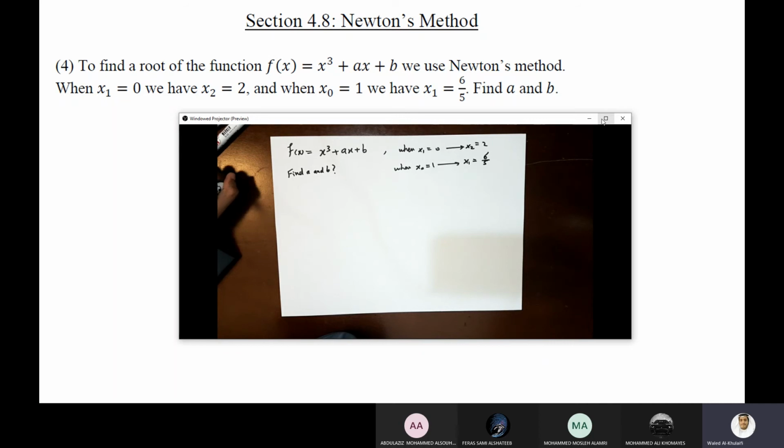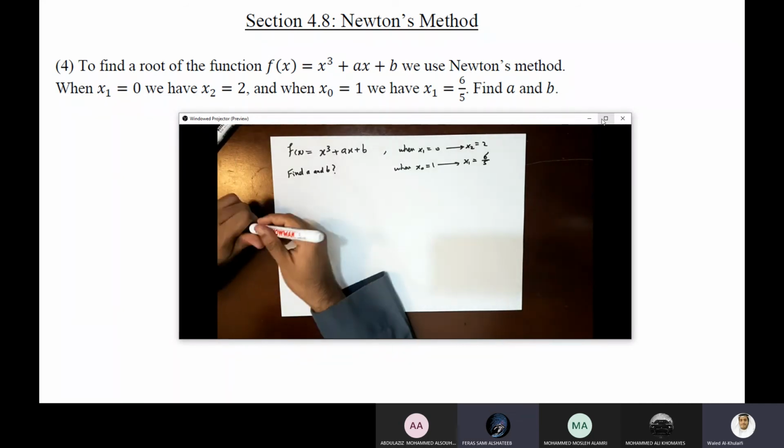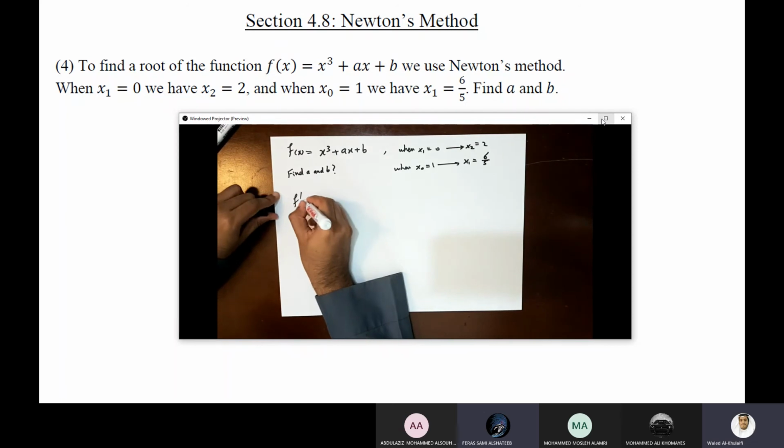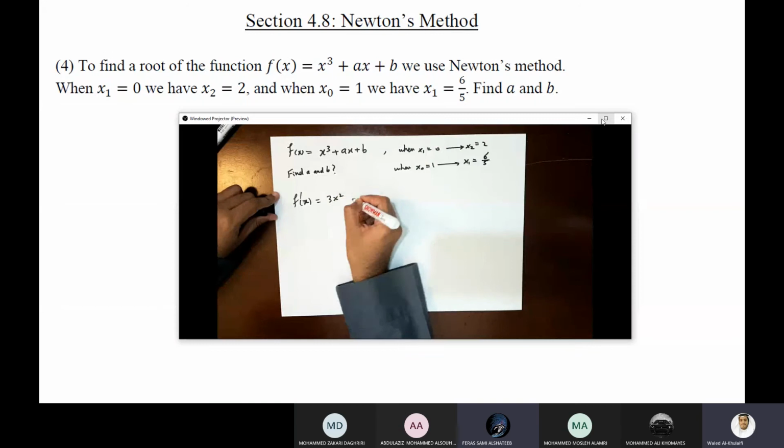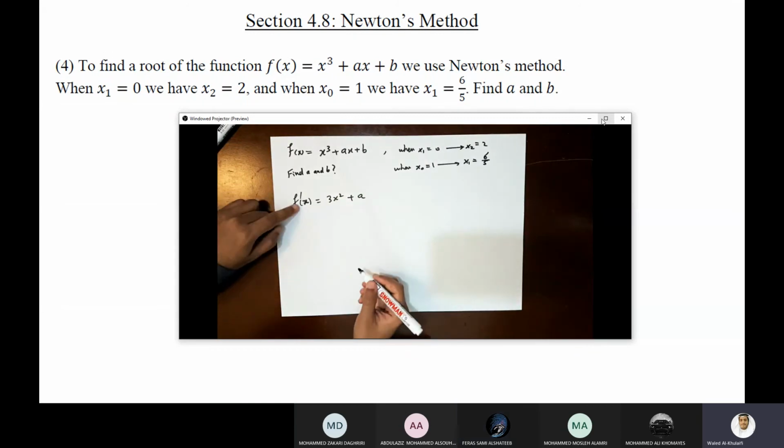Yes, Firas? You can derive it first and use it to find the a. Use Newton's method to find the a. Then substitute in the original function to find the b. Very good. So we have here a. So this is a derivative.